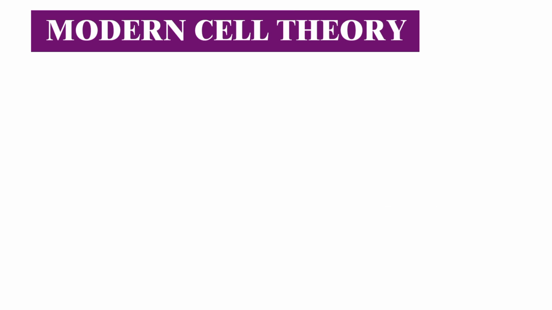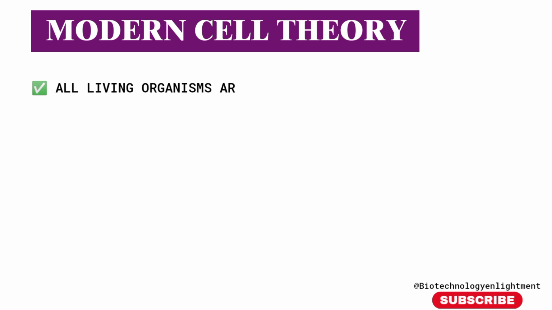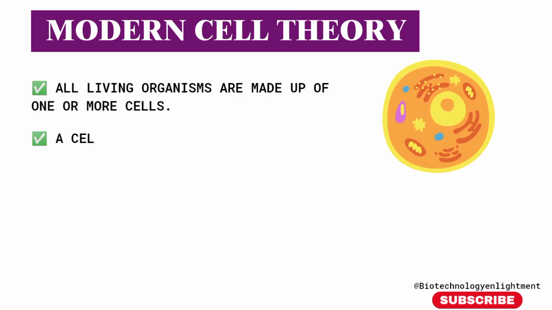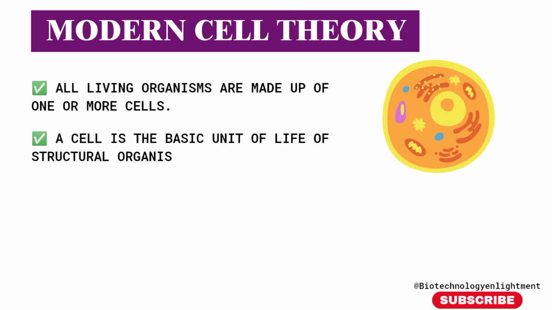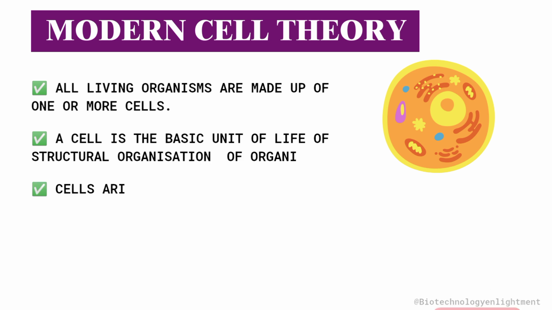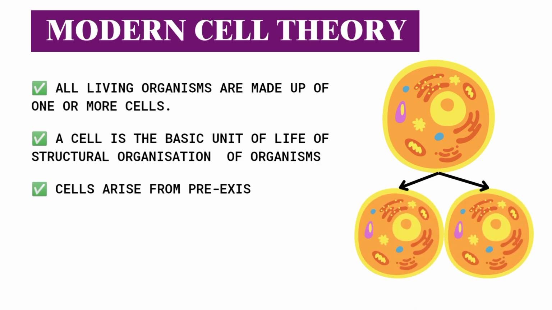The three principles of modern cell theory are: first, all living organisms are made up of one or more cells. Second, a cell is the basic unit of life and of structural organization of organisms. Third, cells arise from pre-existing cells. So these three are the principles of modern cell theory.